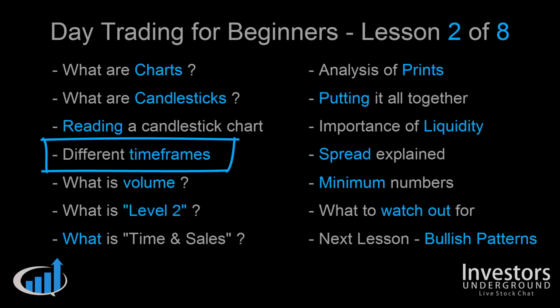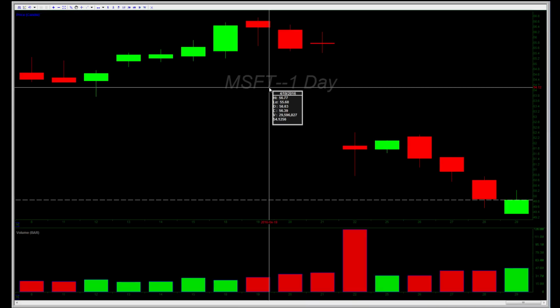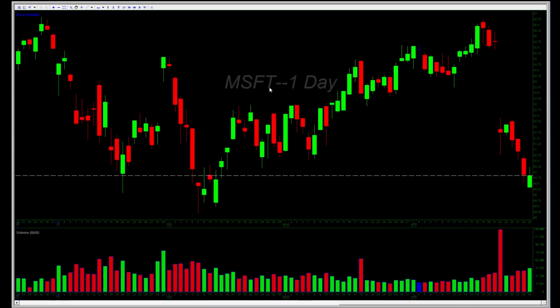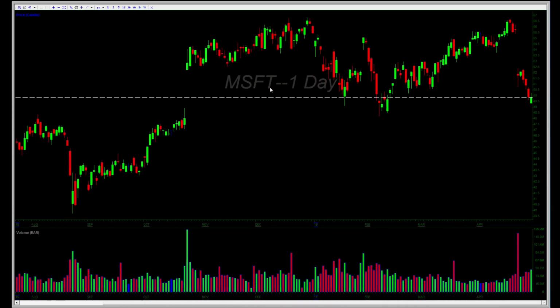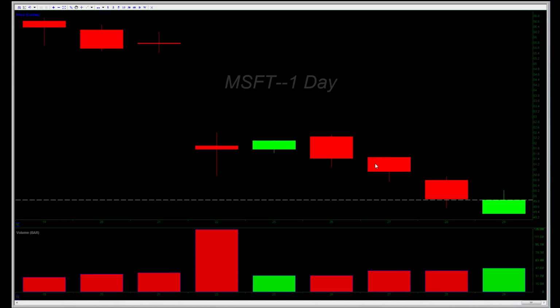So as Nate was mentioning, different charts have different time frames, and you can change these time frames by clicking a 1 or a 2 or a 5 or a 15 or a 30-minute or even a daily or a weekly up the top. Right now we're looking at a 1-day chart of Microsoft, MSFT. So let's zoom in on this area here on a 15-minute chart. So we're going to zoom out a little.